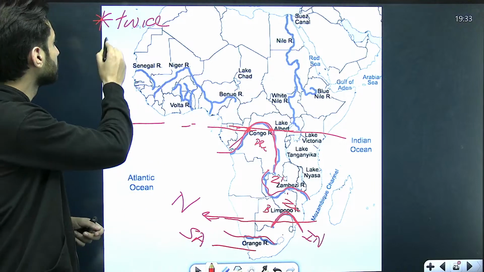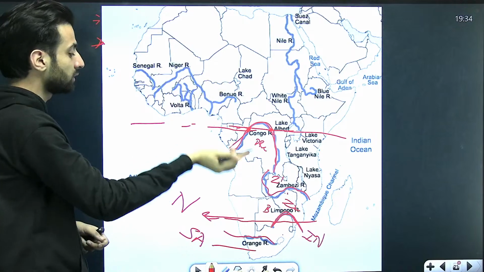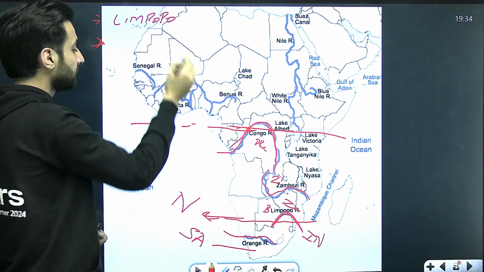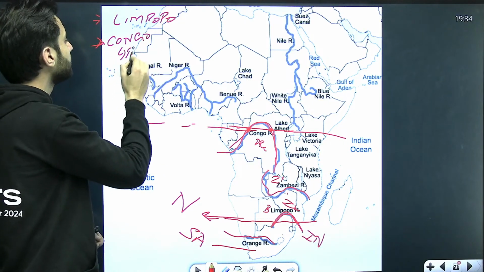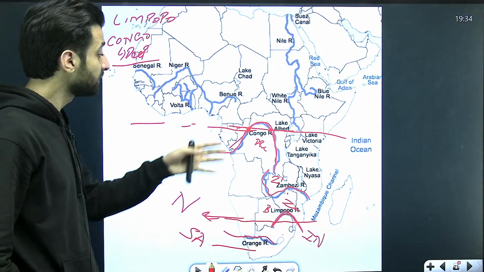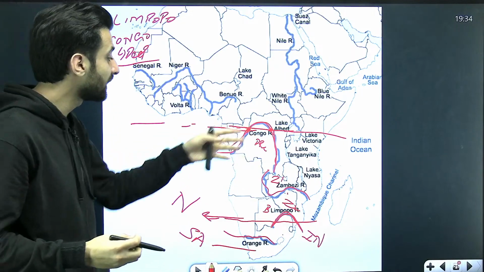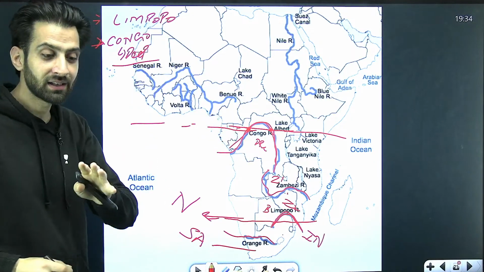Very important. What is the river that crosses the Tropic of Capricorn twice? Limpopo. Then you have another river, that is river Congo, which crosses the equator twice, and it is the deepest river in the world. It is not even navigable because of the deepness and some very rough terrain. It's very difficult to do navigation in the Congo River. Is it clear about this?